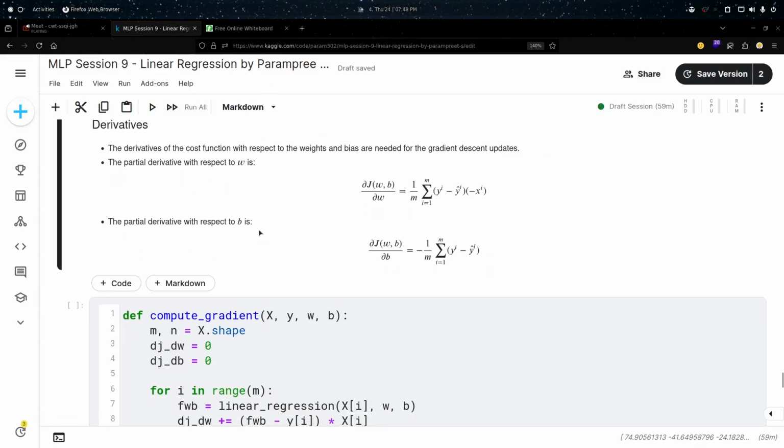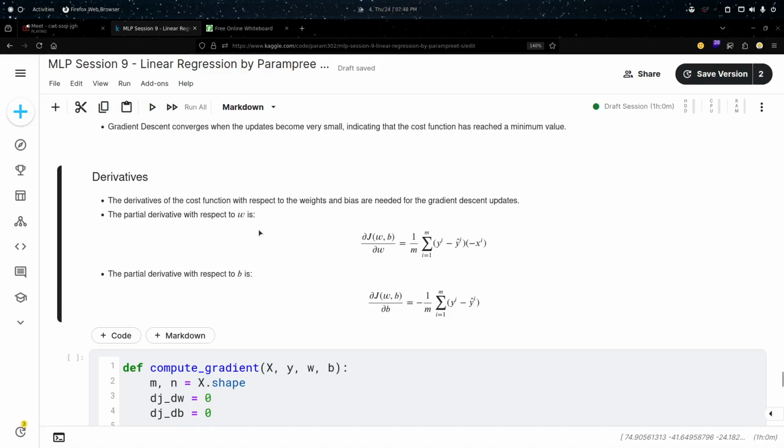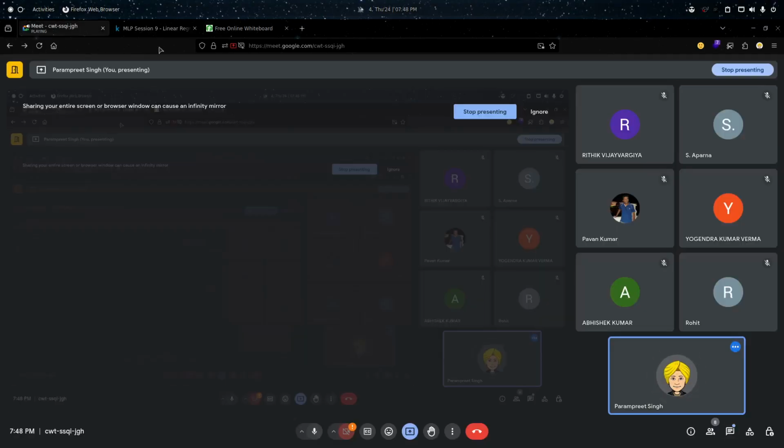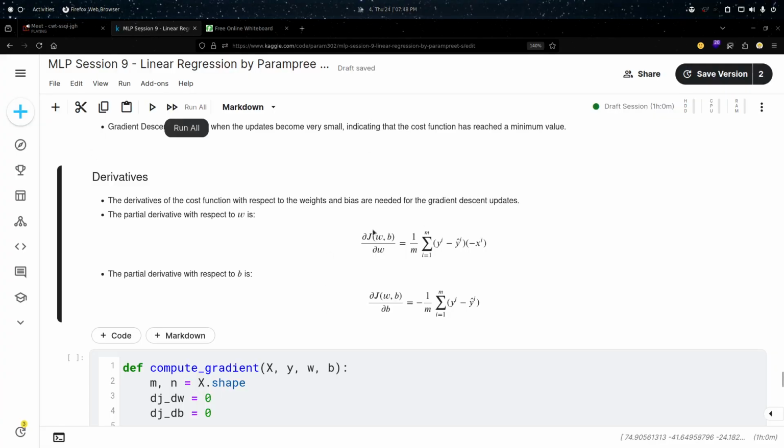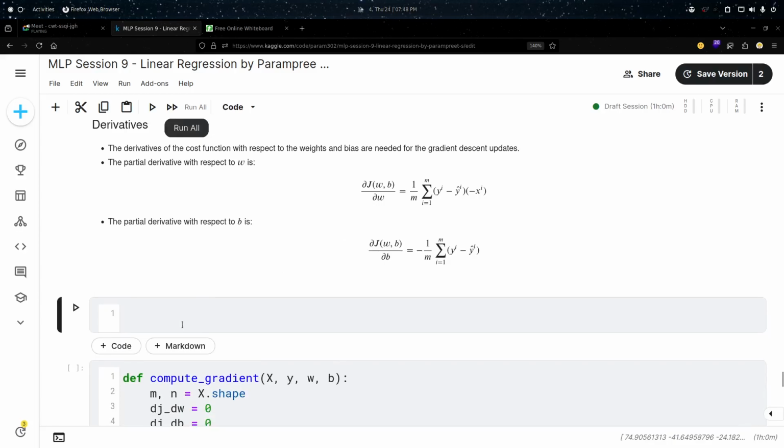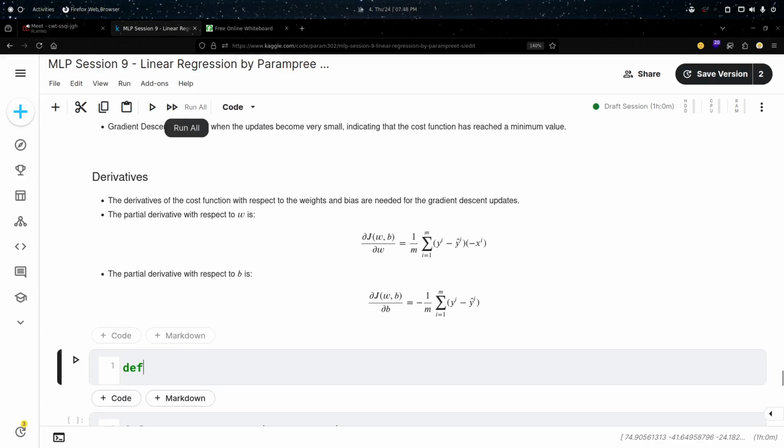Okay, and let's now compute the derivatives. As I said, here we have multiple features, like we are creating linear regression for multiple features, and for multiple derivatives, multiple slopes, we store them in a vector, and that vector is known as the gradient. So let's implement the gradient function.